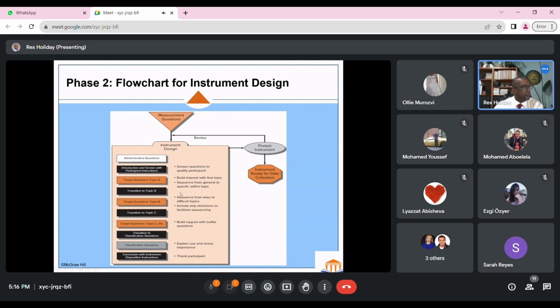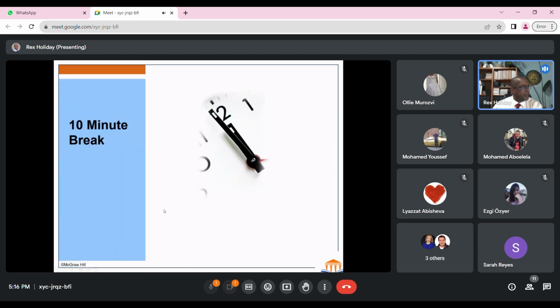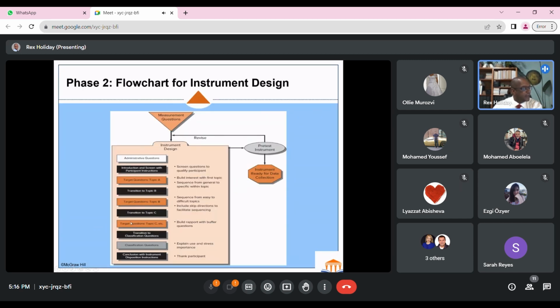Transition to topic B, sequence from easy to difficult topics, include skip directions to facilitate sequencing, and then transition to topic C, build a rapport with buffered questions. All right. Transition to the classification questions, explain, use, and stress the importance.